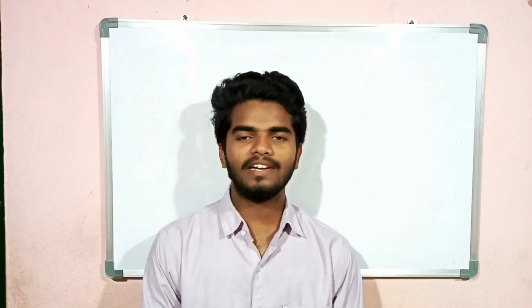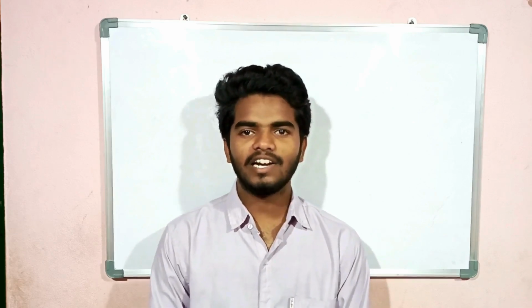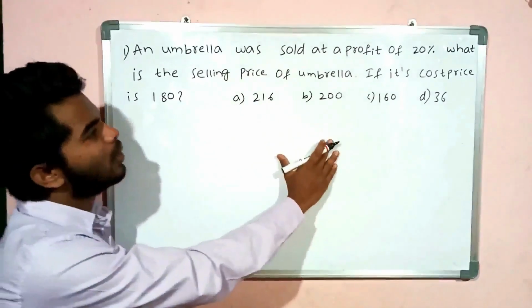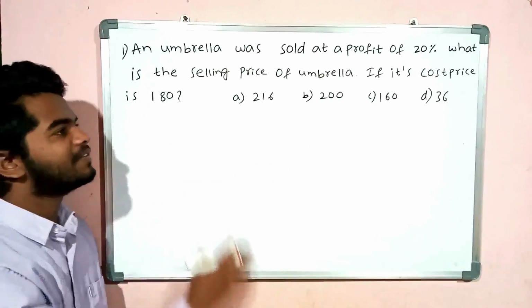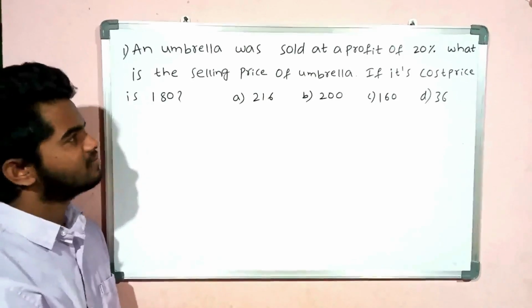In this video, I will explain how to attempt profit and loss questions in examination. Let's start with question number 1. An umbrella was sold at a profit of 20%. What is the selling price of the umbrella if its cost price is 180?